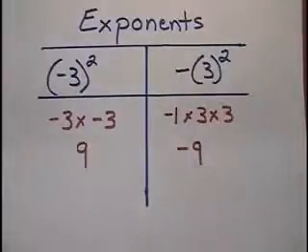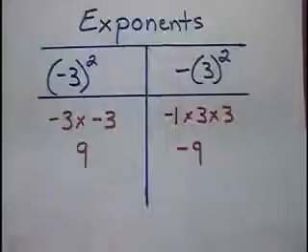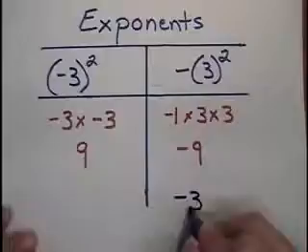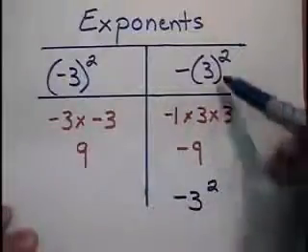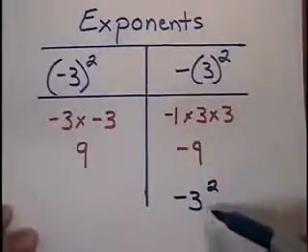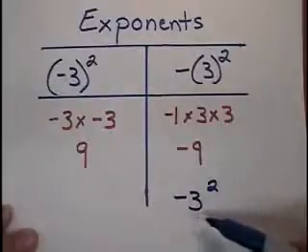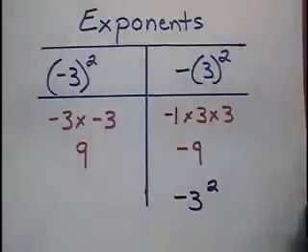The reason that this becomes confusing is because these parentheses are not needed to write this problem on the right. -3 to the second power does not need the parentheses around there. You have to remember that when there are no parentheses, the negative sign is not included in the exponent. Let me show you two example problems.